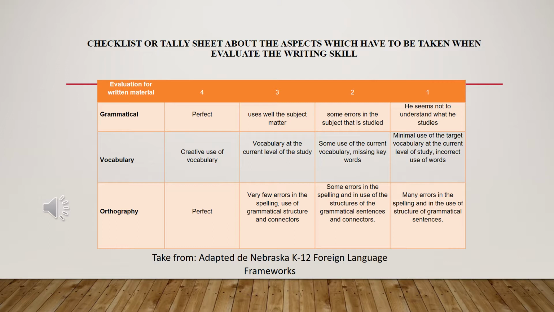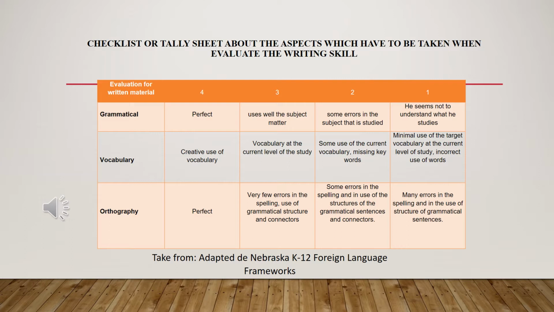Checklists tell us about the aspects that have to be taken into account when evaluating the writing skill. Evaluation for the writing material. Grammatical: 4, perfect. 3, uses well the subject matter. 2, some errors in the subject studied. 1, seems not to understand what was studied.